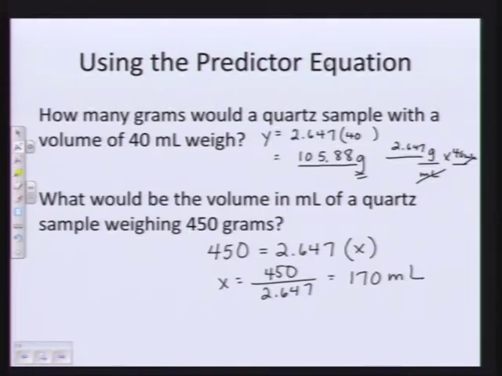Does that sound reasonable? If our egg had a mass of 265 grams and it was 100 milliliters, does that sound like the comparison to 450 grams and 170 milliliters would be the same ratio? And yes, it would be.